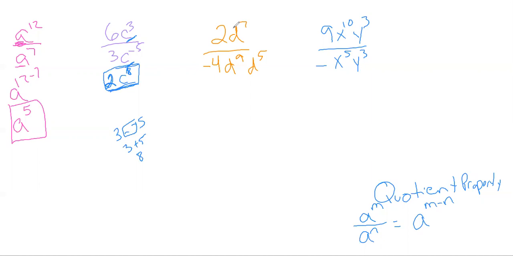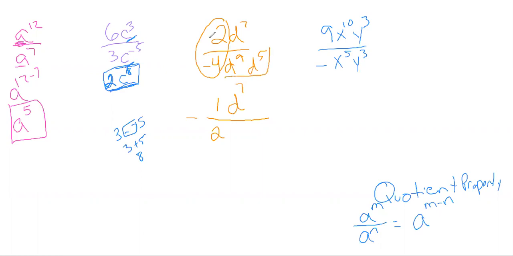Now we continue this. We go over to this next problem. It's a little bit more complicated. In fact, this one actually takes a couple of properties in there. So the first thing I'm going to do is take that 2 over negative 4 and simplify it. It's an easy thing to do. And I'm going to get negative 1/2. Once I do that, I'm going to go ahead and rewrite it with d to the 7th at the top.